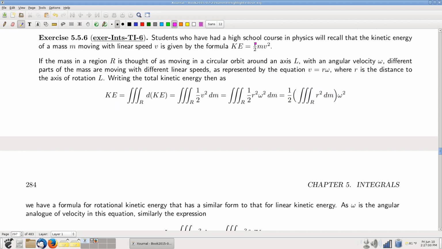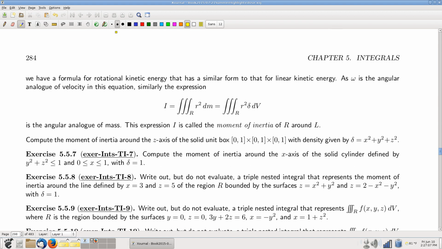I don't know why I erased that. Okay, I just think it's healthy for students to know where these things come from. In other words, this little formula here, integral r squared dm, doesn't just come out of thin air. And of course dm is density dv. It's just an easy way to write that down.